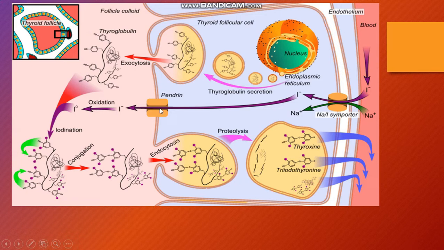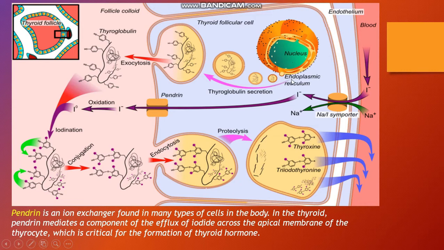Thyroglobulin, where is it made? In the endoplasmic reticulum. It is secreted and comes outside. Here iodination occurs. Then again it is taken inside by endocytosis. Proteolysis occurs, and thyroxine and triiodothyronine are released into the blood.